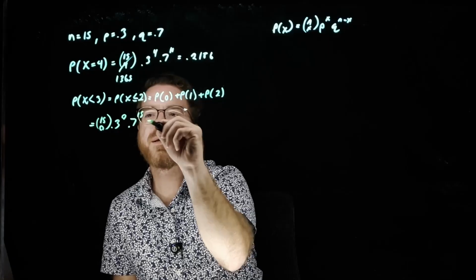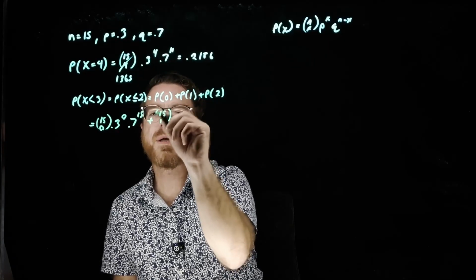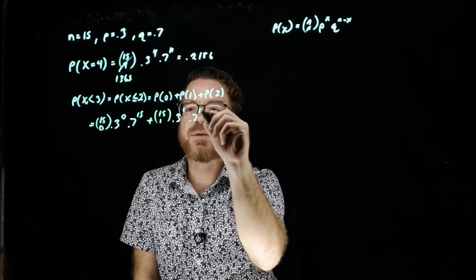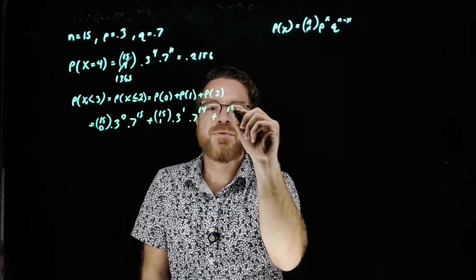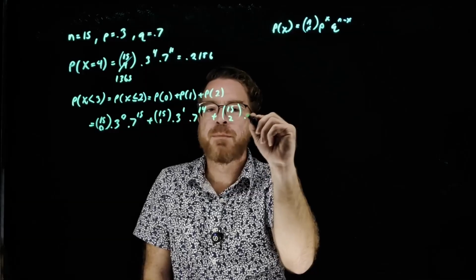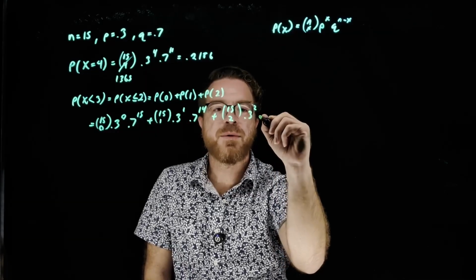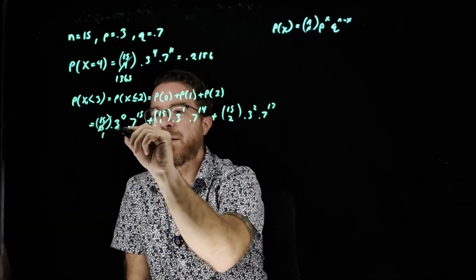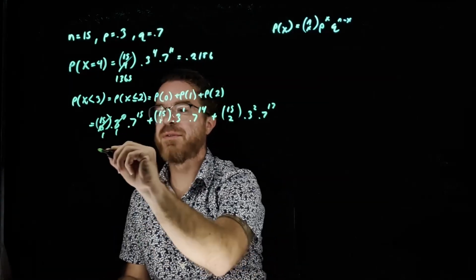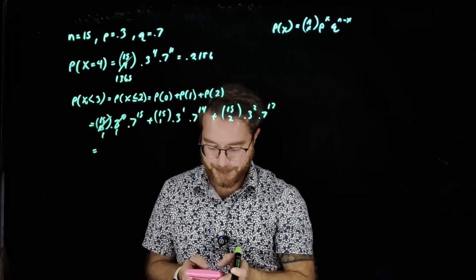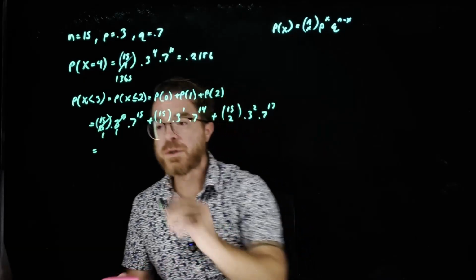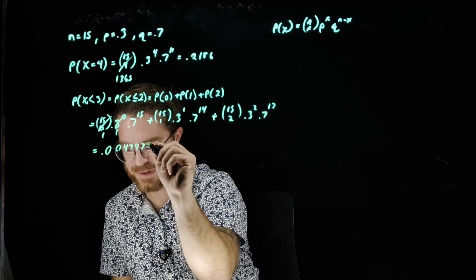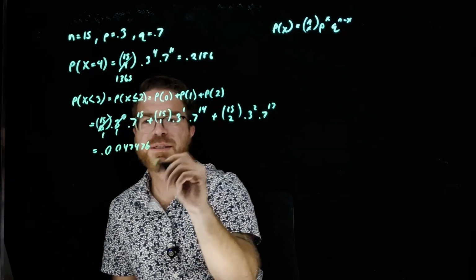So this is going to be equal to 15 choose 0, 0.3 to the 0, 0.7 to the 15, plus 15 choose 1, 0.3 to the 1, 0.7 to the 14, plus 15 choose 2, 0.3 to the second power, 0.7 to the 13th power. So again, this is 1, this is 1, this is going to be 0.7 to the 15th power, which is going to be 0.00474756. I'm just going to round to 6.